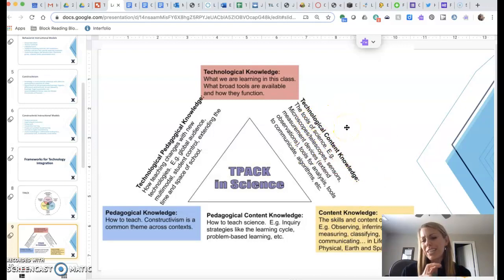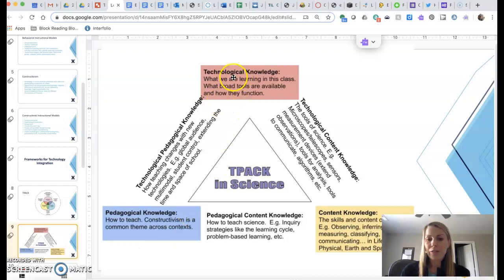So which technologies are appropriate for science? So here we have tools of science: microscopes, telescopes, sensors, measurement devices, tools for analysis, tools to communicate, algorithms, etc. Then we have pedagogical knowledge, which is how to teach science. And in science, we teach using constructivism, typically. Inquiry-based is the most common.